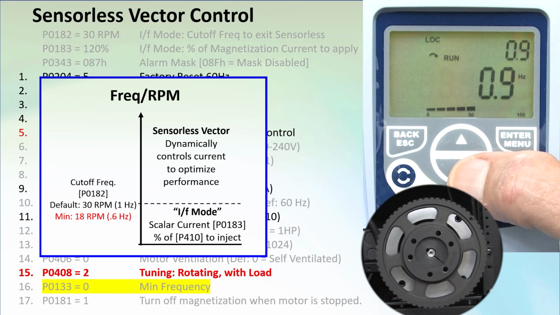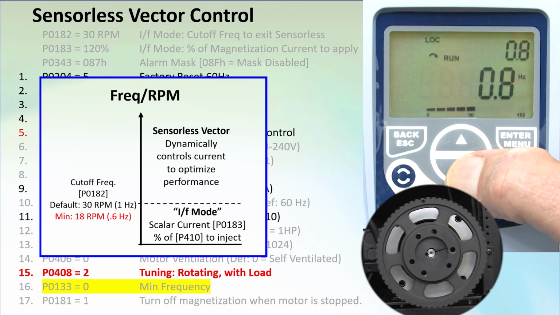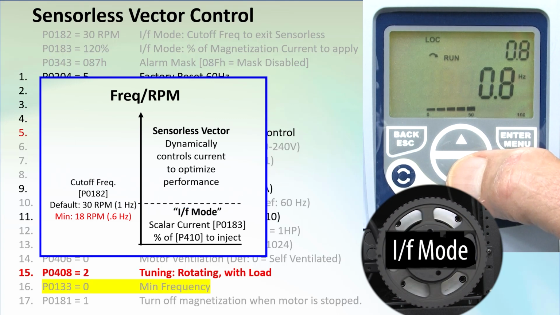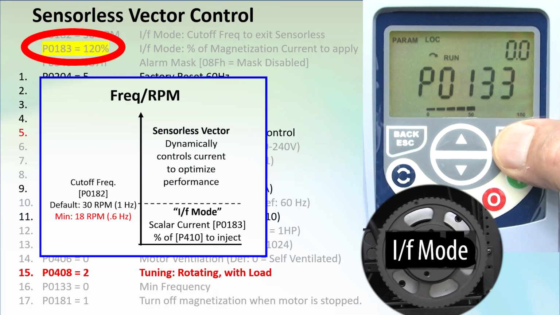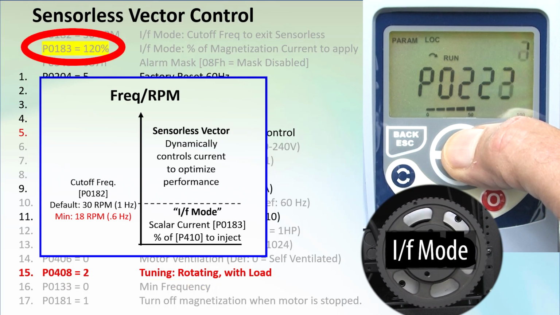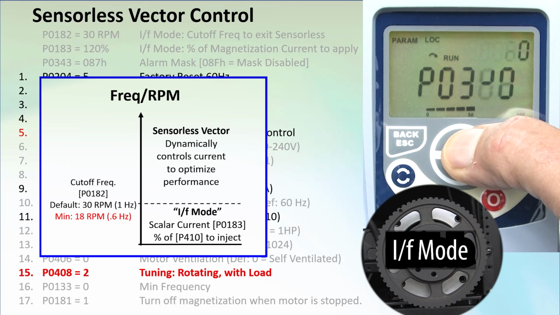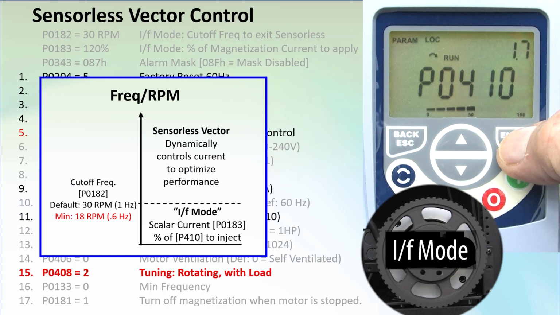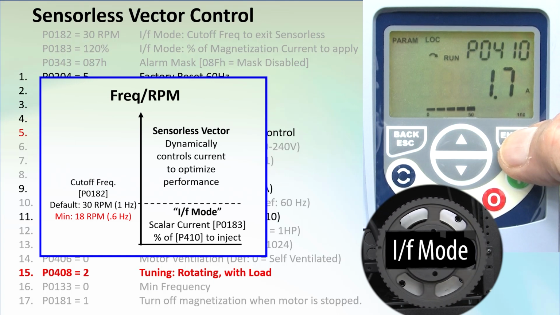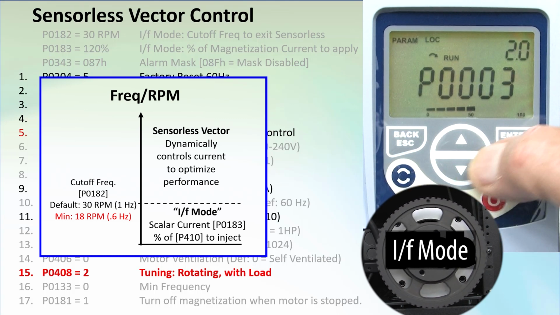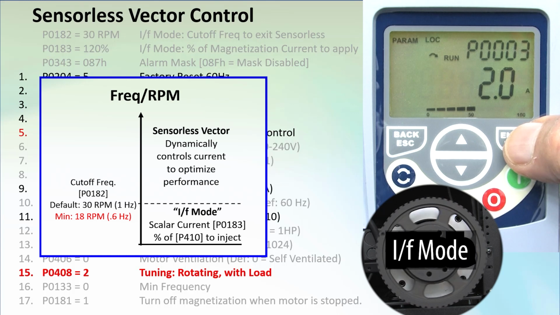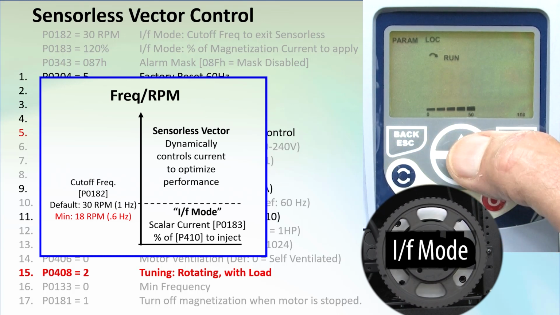Why? Well, because we told it to turn off sensorless vector below 1 Hz and switch to the IF mode. In that mode, the drive is supposed to inject 120% of the motor's magnetization current. That's in parameter 410, which we see as 1.7 amps. 120% of that is 2 amps. If we go to parameter 3, which shows us the current being output, yep, the drive is forcing exactly 2 amps into the motor. Exactly what we expect.